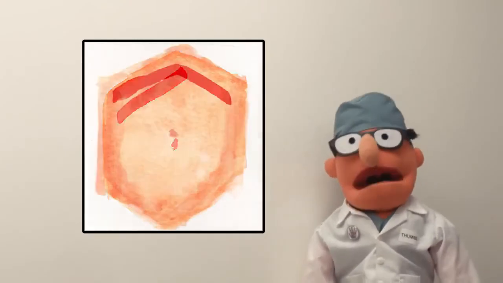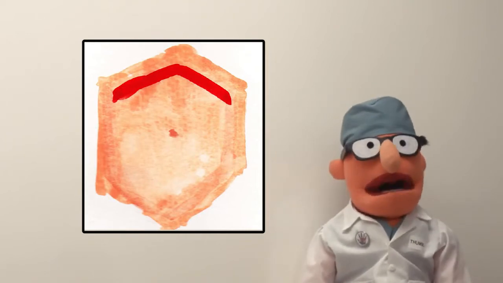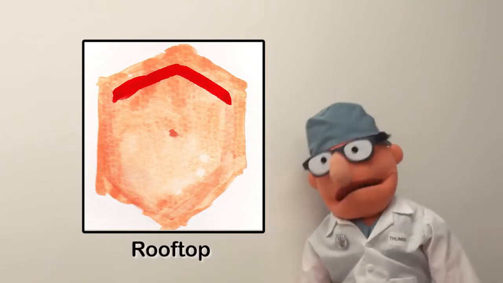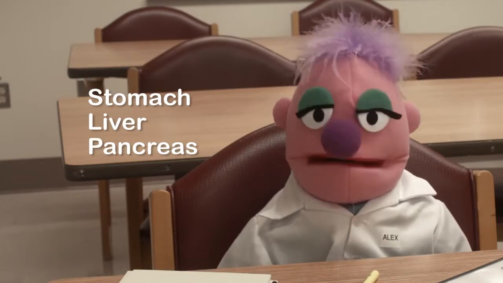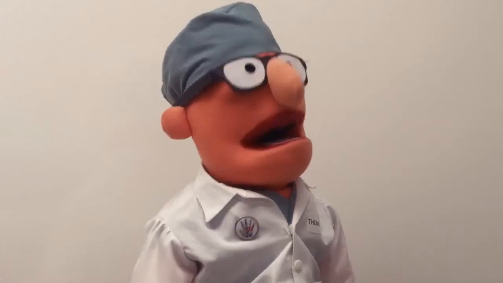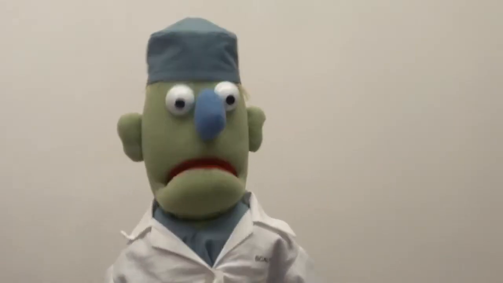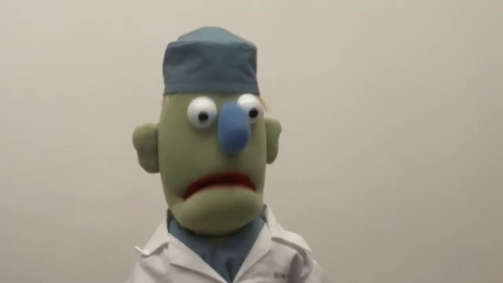You can make a left subcostal incision too and join them. That's called a rooftop incision. What do you think that would be good for, Alex? I suppose if you were operating on the stomach, the liver, or the pancreas. Maybe? Good. And remember, we don't mess with the pancreas. Well, I can mess with the pancreas, but you better not.